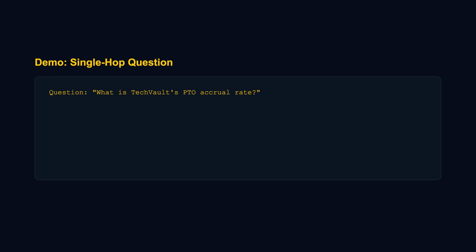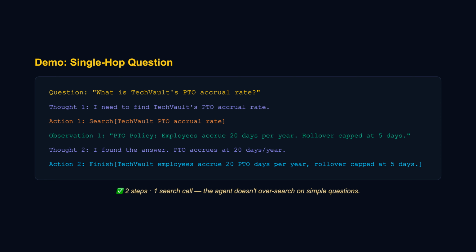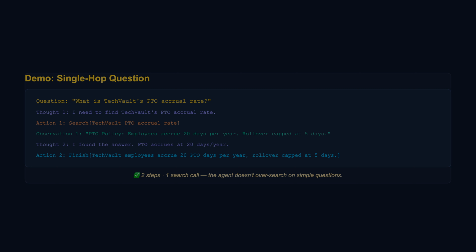Alright, let's dry run through the code. We'll start simple. TechVault's PTO accrual rate. The agent thinks, I need to find the PTO policy. One search. Gets the policy. Thinks again, I have the answer. Done. On easy questions, the agent doesn't over-search. Now let's give it something harder.